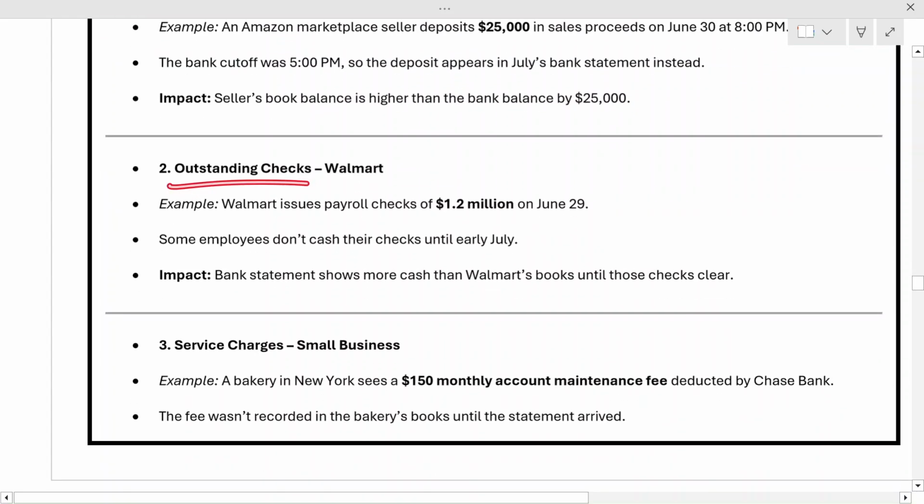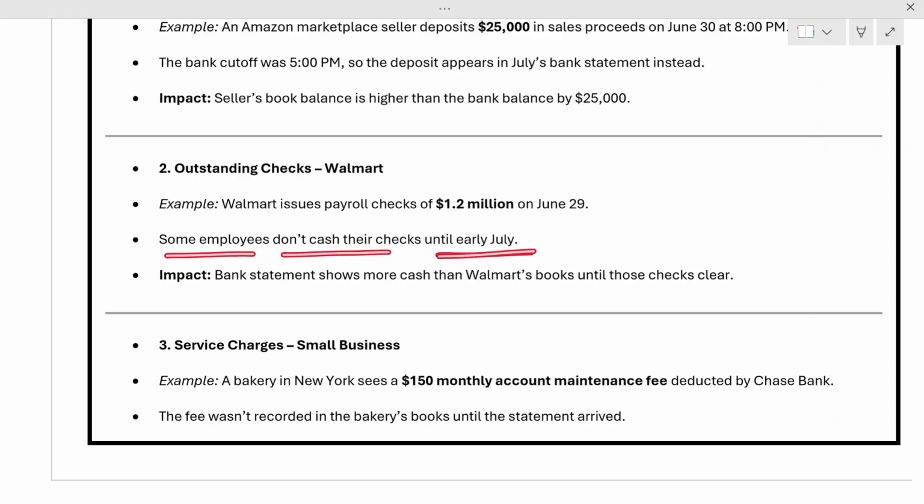There may be other cases of outstanding checks. So Walmart issued payroll checks of $1.2 million on June 29, but some employees don't encash their checks until July. So what will be the impact? The bank statement shows more cash than Walmart's books until those checks clear. It's simple: all these checks are not getting cleared till 30th June, so the bank will have that money still sitting with it, and once the people encash them, it will get reduced. So this is the second case, outstanding checks.